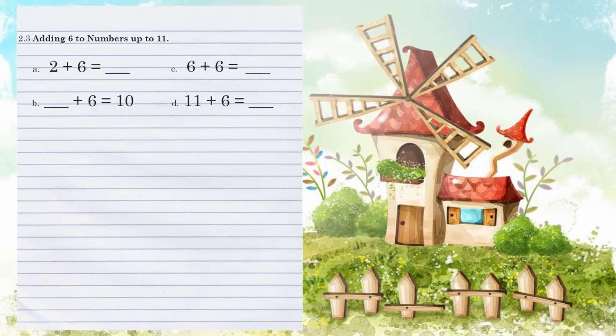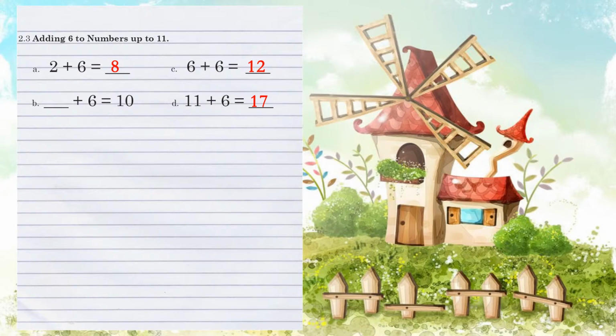Unit 2.3, adding 6 to numbers up to 11. We're going to start with 2 and we're going to add 6. Now sometimes in some situations it's easier to start with the bigger number out of the 2 that you're adding. So what if we started with 6 and added 2? Because then we can do it mentally. Because 6, 7, 8 means that we have 8 as an answer.